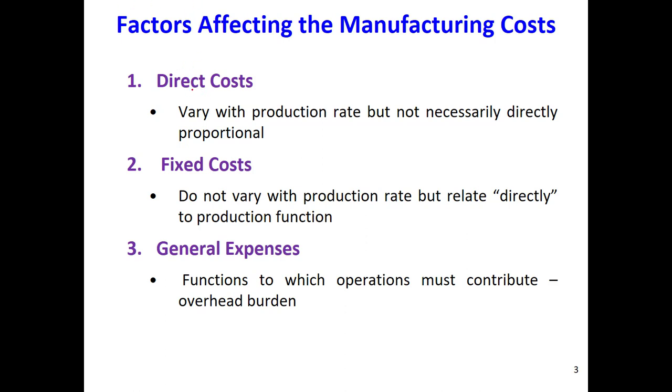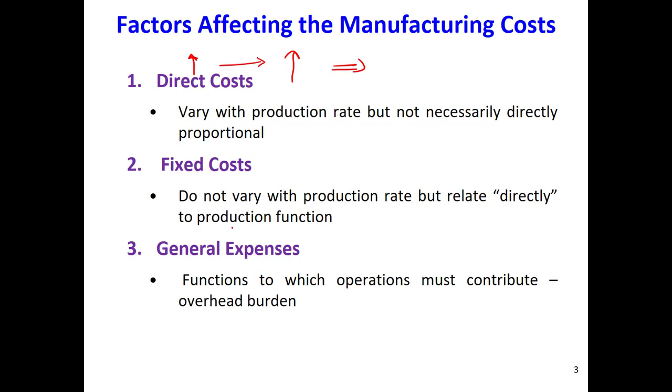We have direct costs that vary with production rate, but it's not necessarily proportional. If you have a higher production rate, your direct cost will be higher, but they are not linearly proportional, or they are not really a certain function between these two.